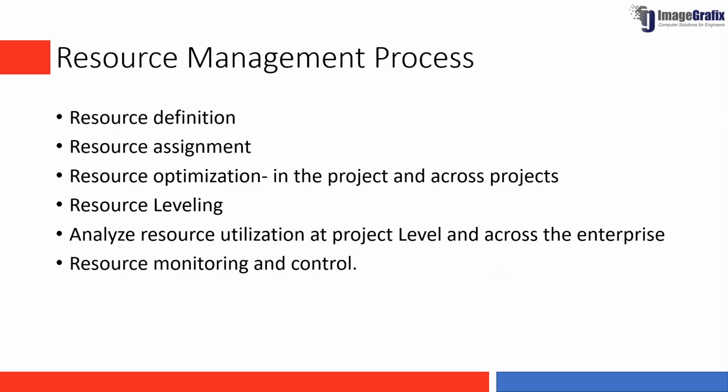Okay, getting into the resource management process. We start with the resource definition. Once the resource is defined, we go to the next step of assigning those resources to the activities. After we have assigned the resources, the next step is optimizing the resources both within the project and across the projects. In case you have over allocation, you can use resource leveling to spread the work. Then analyze the resource utilization at the project level and across the enterprise, then resource monitoring and control.